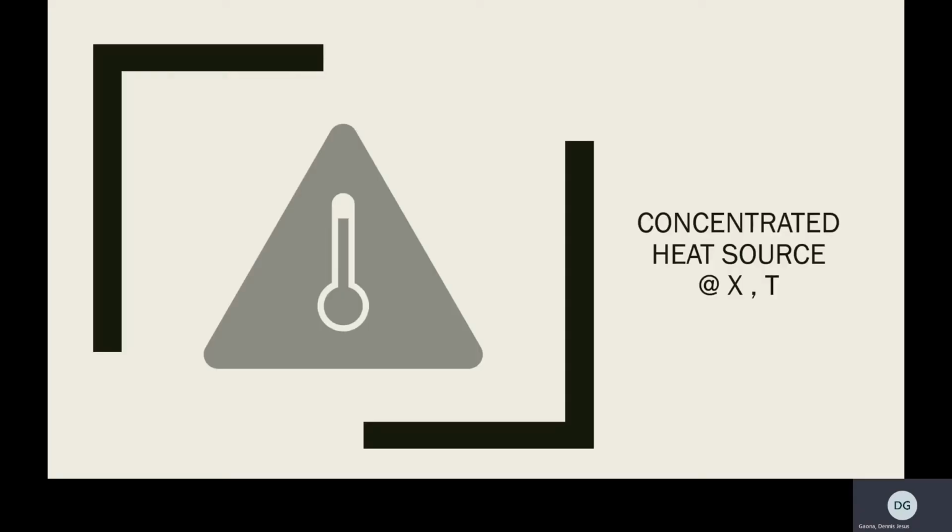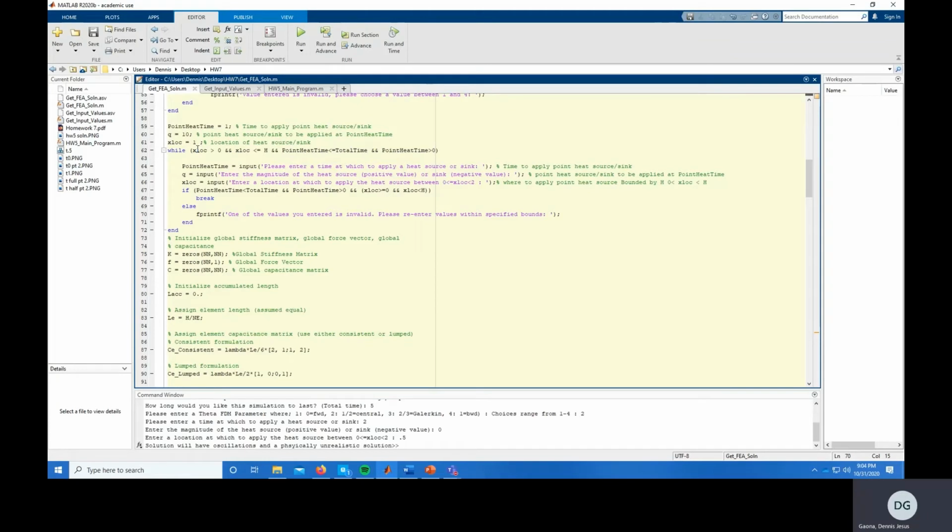Next up, we have to ask them about the concentrated heat source, what magnitude it should be, where along the bar it should be, its X location, and at what time they would like this point heat source to occur. Note, we have to make sure the time they pick to apply the concentrated heat source is less than the total time that the simulation takes. Otherwise, it's invalid.